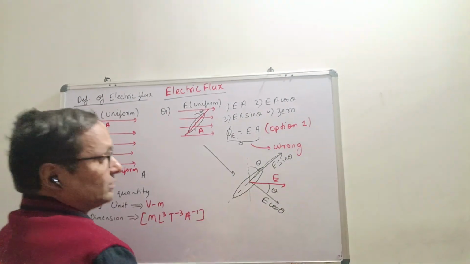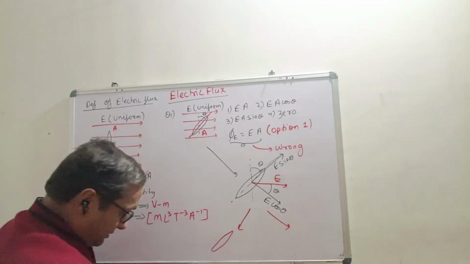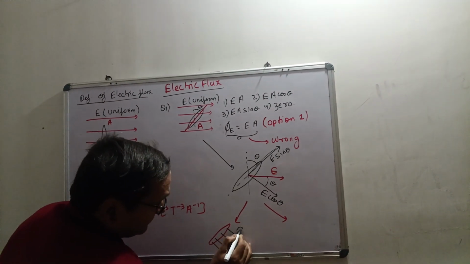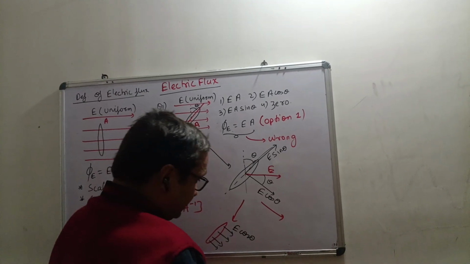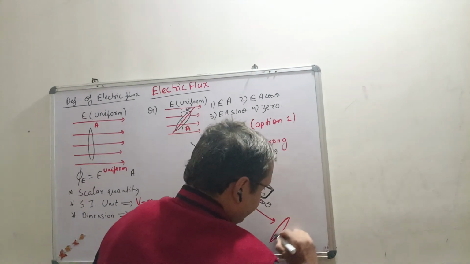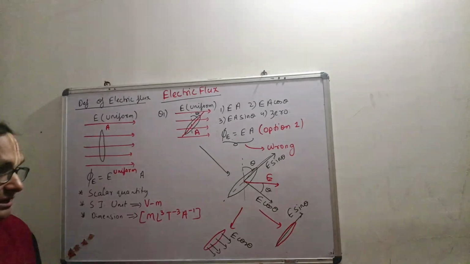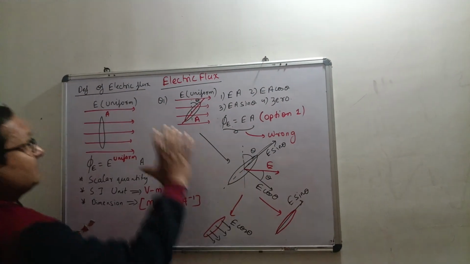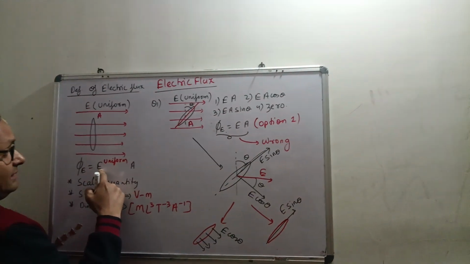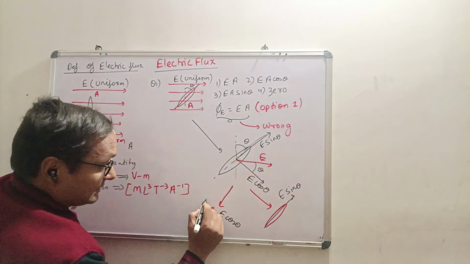So this scenario can be represented in two ways. One in which the field is perpendicular to the given area, of magnitude E cos theta, and the other in which the field is parallel to the area, of magnitude E sin theta. Now the first scenario is the same as the scenario in the concept, so we can directly apply the formula: magnitude of uniform electric field into area A. Here the magnitude of the field is E cos theta and the area is A.